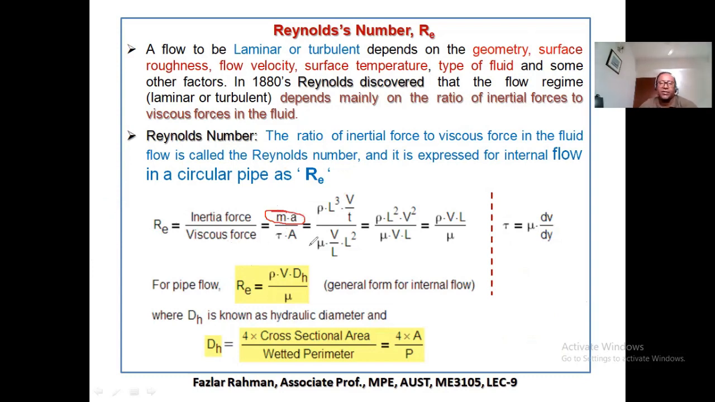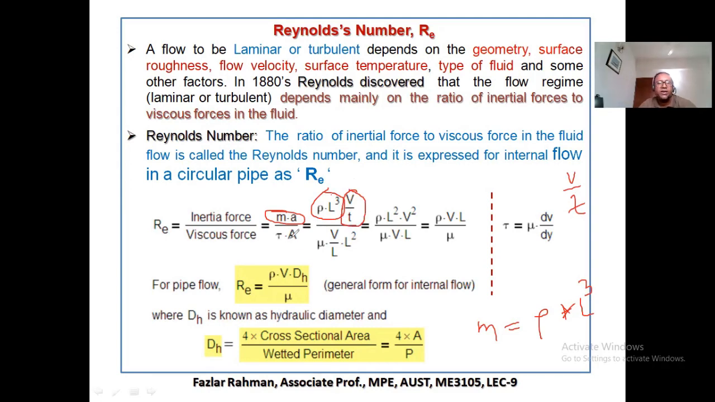Now, we'll put in the units and simplify this ratio. How will you figure out the mass of a fluid? If you know the volume, multiply by density, and you will get mass, right? So mass m equals density into volume. What is the volume? L cubed, that we put over here. Now, what is the acceleration? Change of velocity in a certain time, that means V by T. So we put V by T at the top.